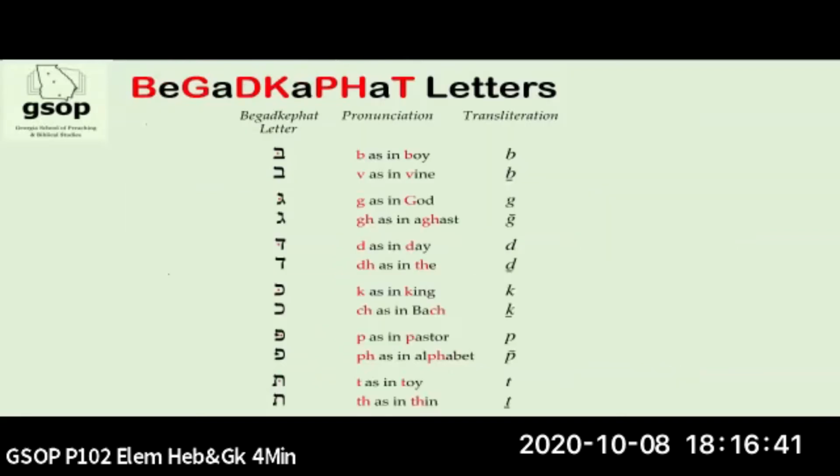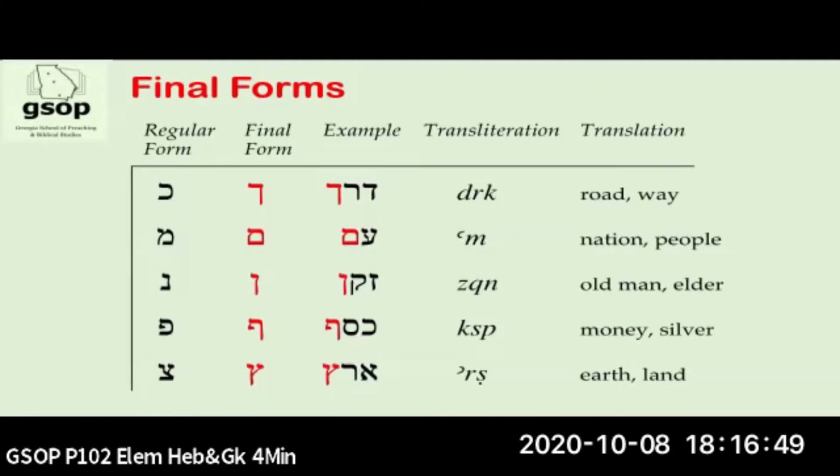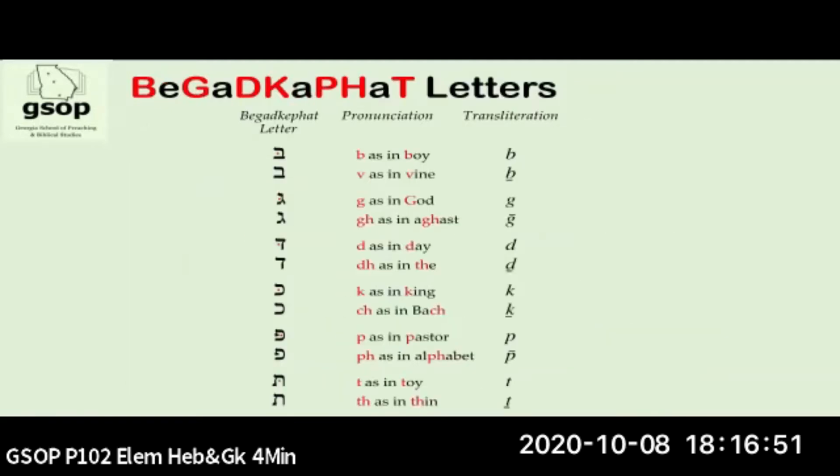And also our alphabet, or excuse me, our vowels, the pointing system. Oh, did I skip one? I did. Okay, I see what I did. All right, and let's not forget our Gat Kafat letters.